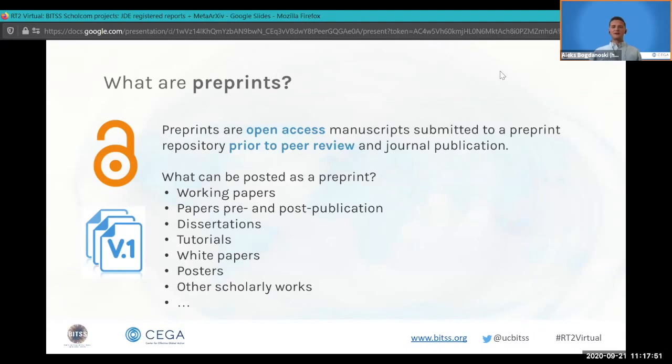So onto the second part of my presentation, which deals with preprints. Preprints are open access manuscripts which are submitted to a preprint repository prior to peer review and journal publication. The possibilities of what can be posted as a preprint are almost unlimited. They're mostly used for working papers, but you can also post white papers, tutorials, dissertations, etc. Anything that could be fitted onto a PDF and posted on the internet can be posted as a preprint.